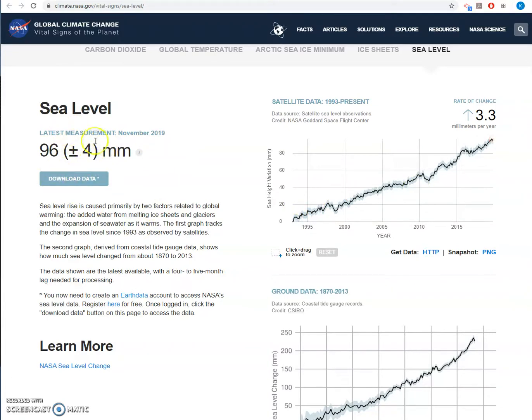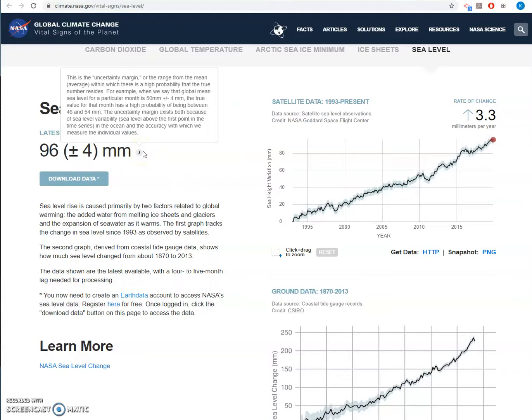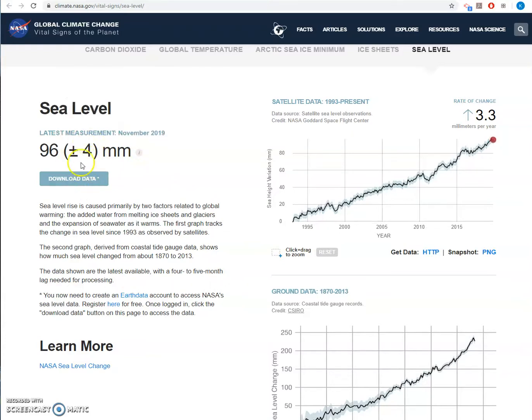Plus or minus 4 is how much error there is in the data. Not all these measurements are exactly perfect. Sometimes there's stuff that's not quite right, but that's what an uncertainty margin is. That's how certain we are with the data. So at most we're 100 millimeters above zero, and at least we're 92 millimeters above zero, is basically what we're saying. But we can see that we're getting an increase in the amount of water in the oceans.